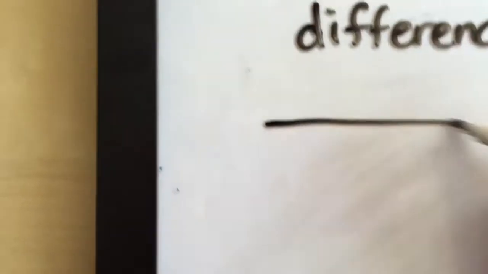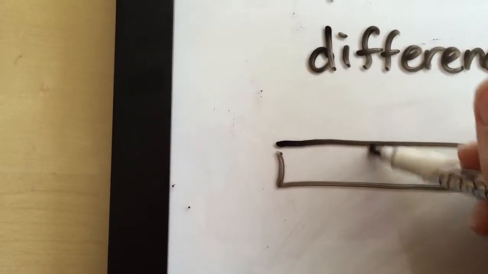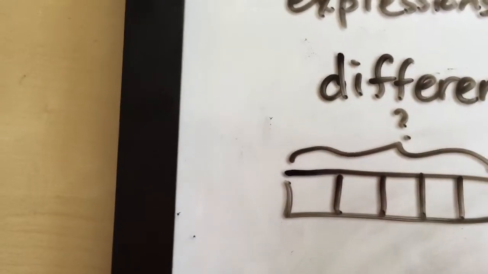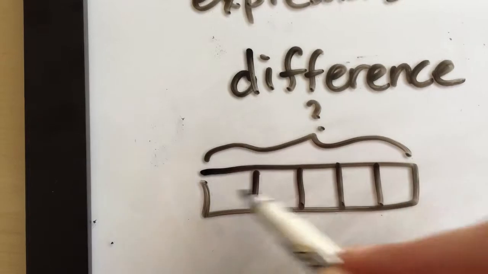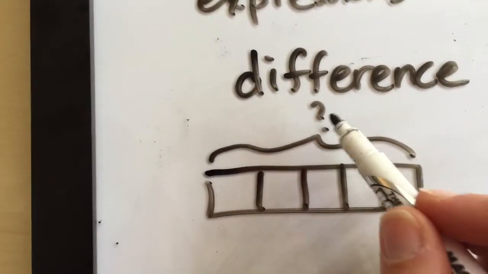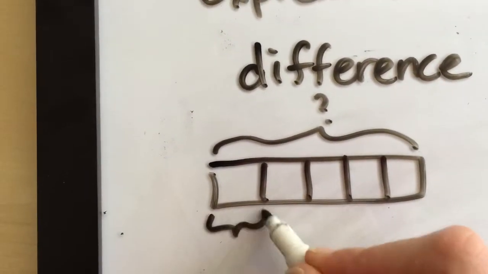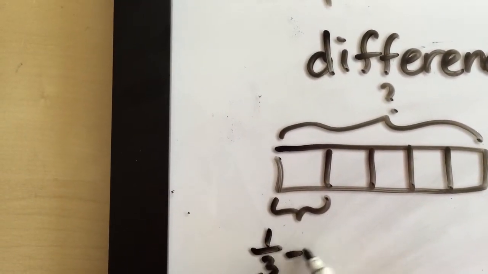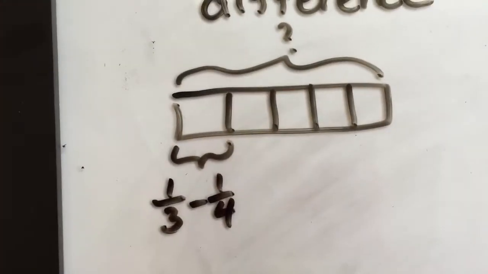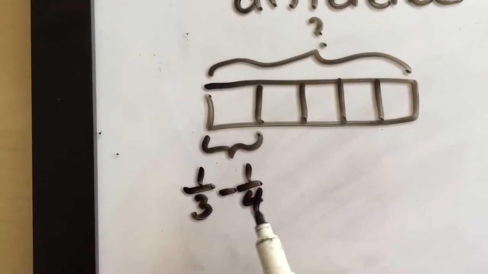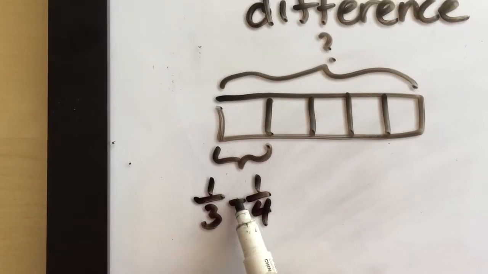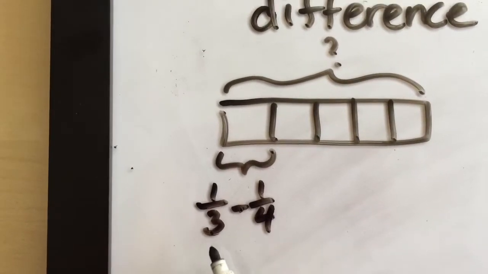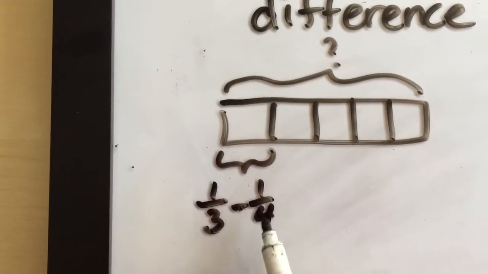And here's a quick example. Let's say we saw a diagram that looked like this. You just draw it. And unlike our first diagram, where we knew what the whole thing was, here we don't know. That's what we're trying to find out. But what we do know is what each of these boxes is, and it's 1/3 minus 1/4. In math words, we would say that this is the difference between 1/3 and 1/4. The difference of 1/3 and 1/4.